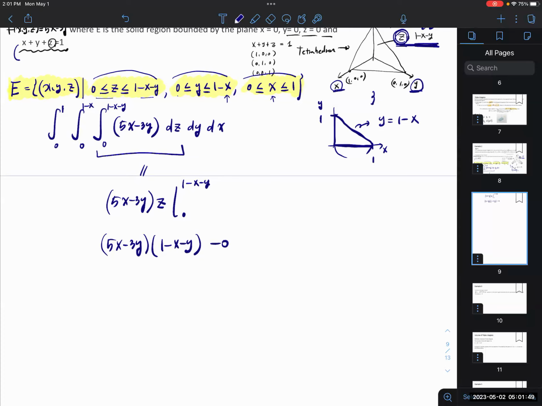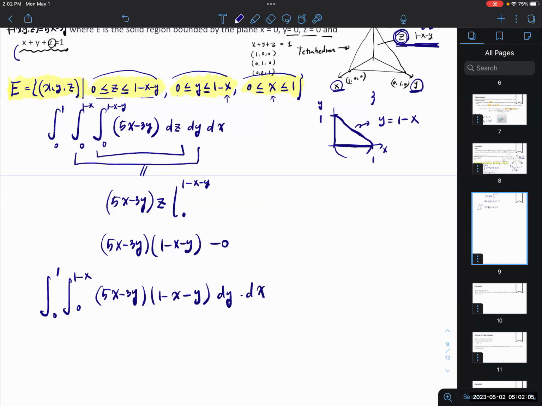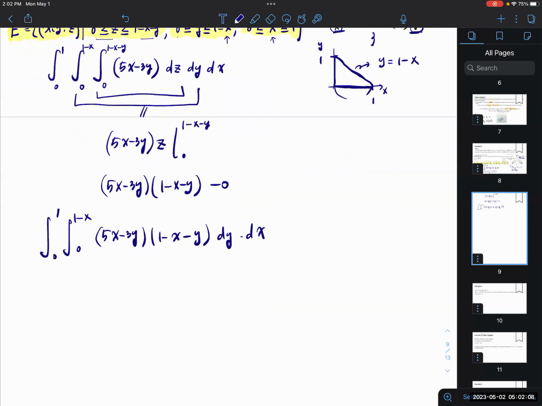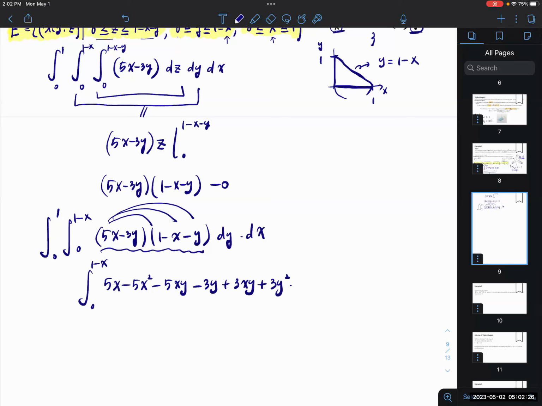And then we are going to do the next one. 0 to 1 minus x, and 0 to 1. We have 5x minus 3y times 1 minus x minus y, dy, and then later dx. First I'm going to clean up this part. So you're going to do the distributive property: 5x minus 5x squared minus 5xy, minus 3y plus 3xy plus 3y squared. Now you are going to take the integral with respect to dy.